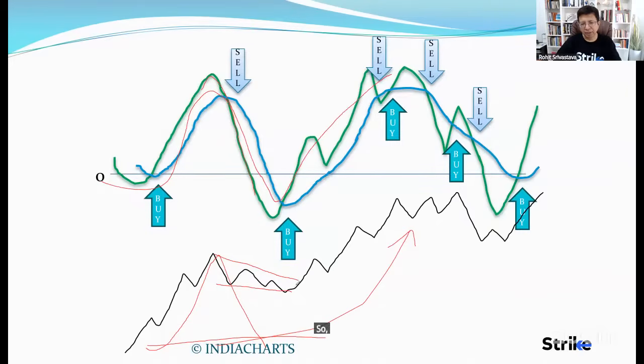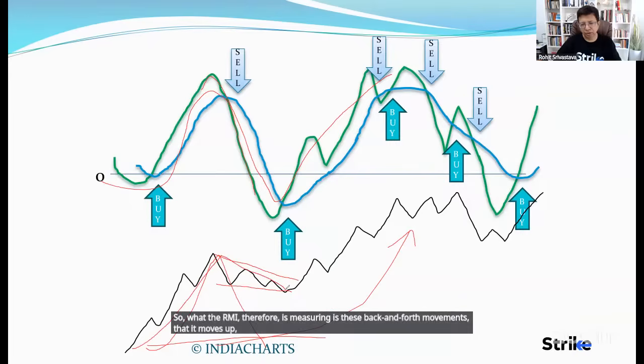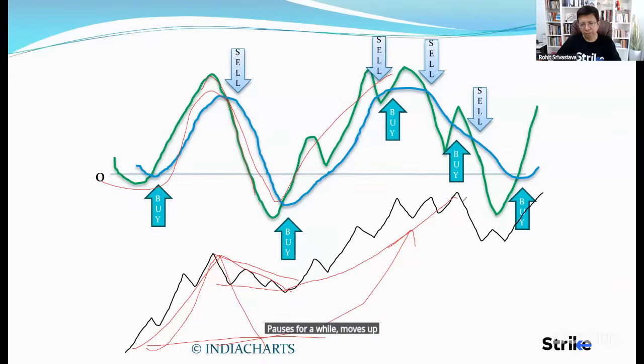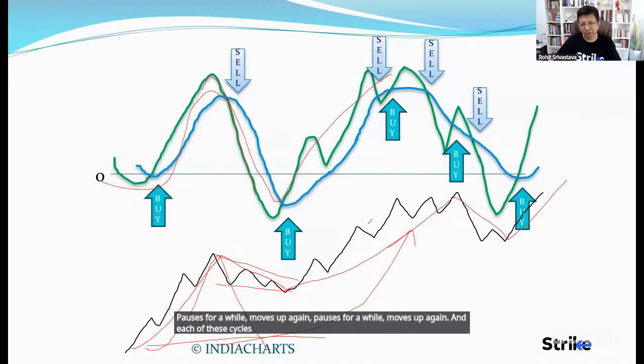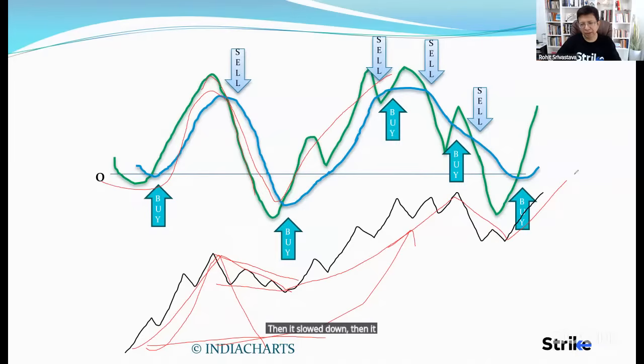So what the RMI is measuring is these back and forth movements: it moves up, pauses for a while, moves up again, pauses for a while, moves up again. Each of these cycles is captured as one momentum cycle, one period where speed picked up, then it slowed down, then it paused, and then it picked up again. And that's what we are capturing.